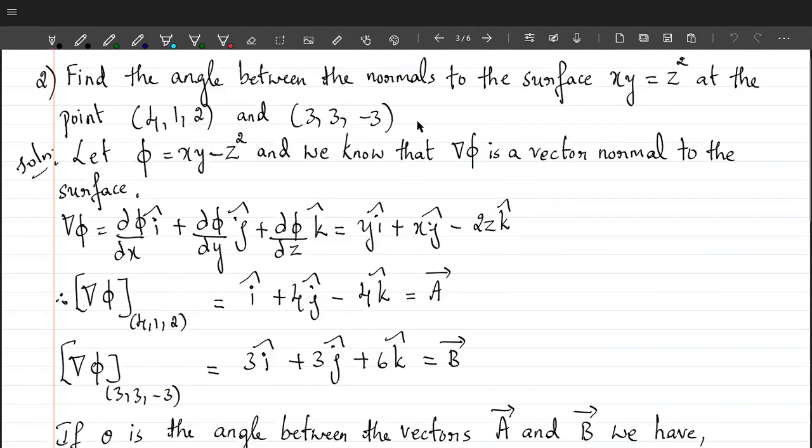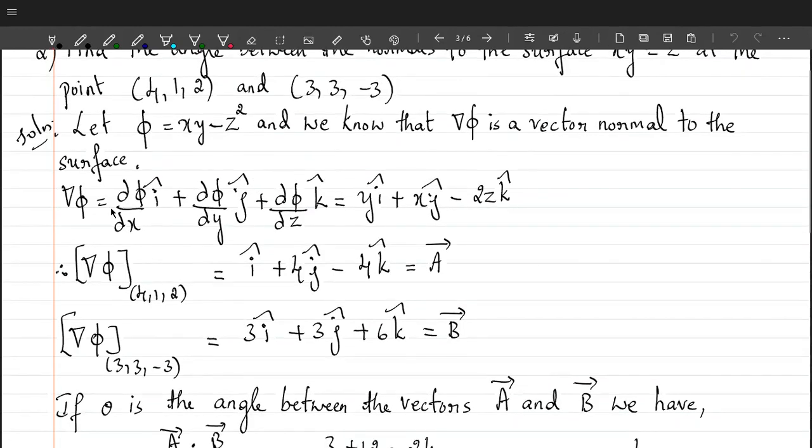In the previous problem, they had given you two different surfaces with one point. In this problem, they have given you a single surface, that is xy equal to z square is the given surface here, and they have given you two different points. So now here, how do we solve this? Take the given surface phi equal to xy minus z square, and we know that del phi is a vector normal to the surface because they have mentioned here angle between the normals. So we have to find del phi first.